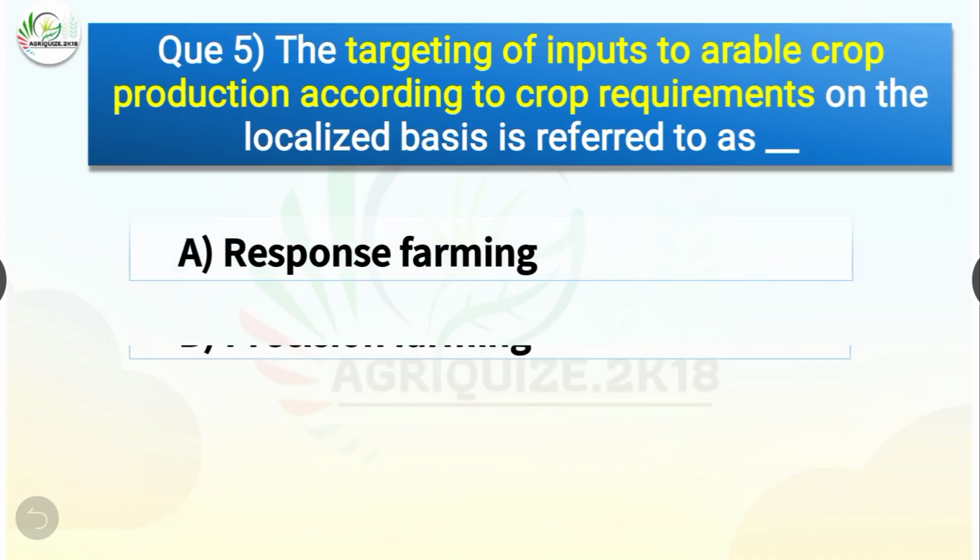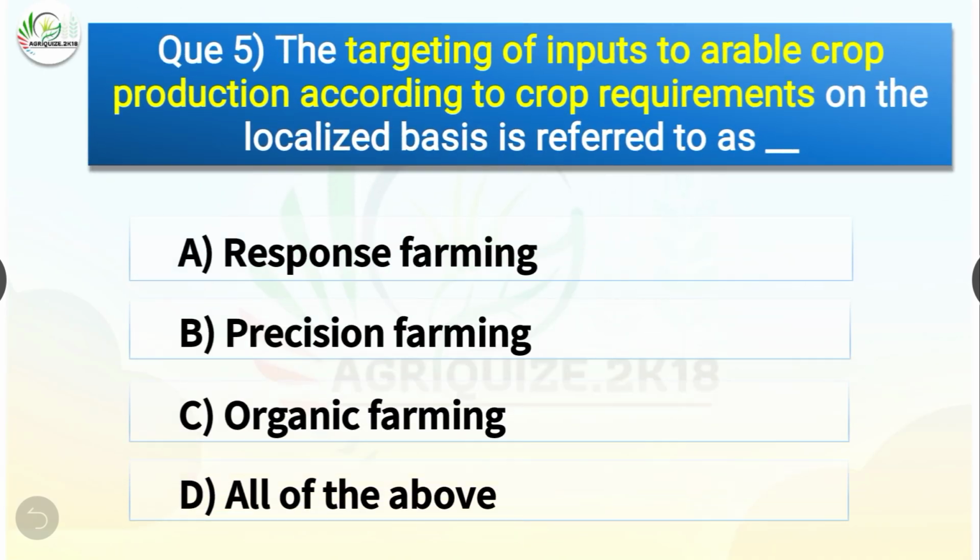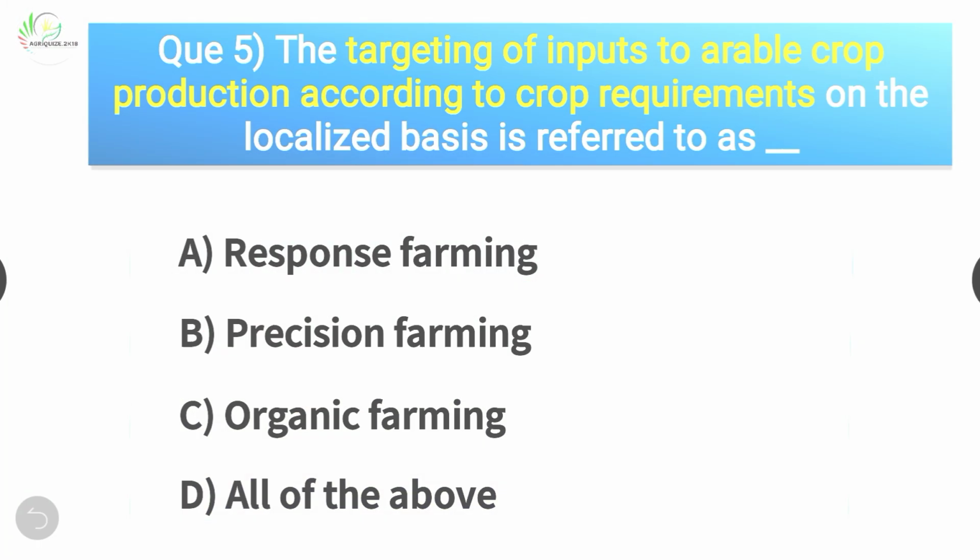Question number 5. The targeting of inputs to arable crop production according to crop requirements on the localized basis is referred to as dash. The options are response farming, precision farming, organic farming or all of the above. The correct answer is option B, precision farming. So the targeting of inputs to arable crop production according to crop requirements on the localized basis is referred to as precision farming. Let's know more about it.